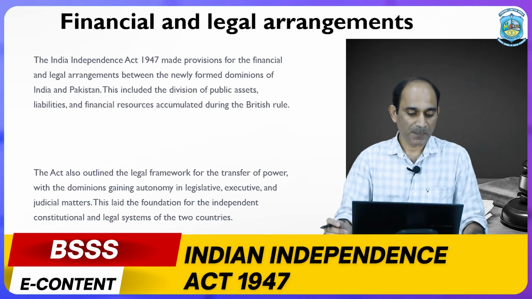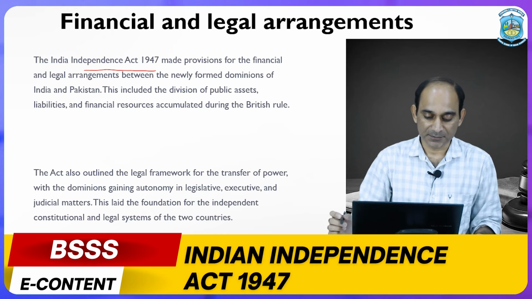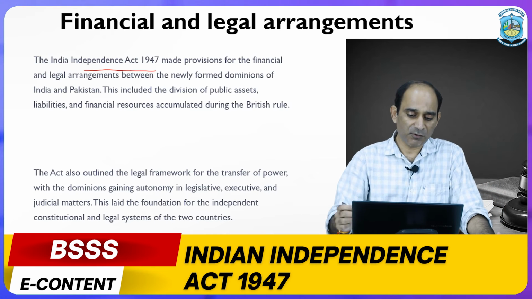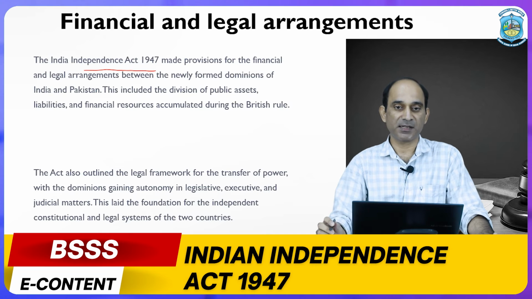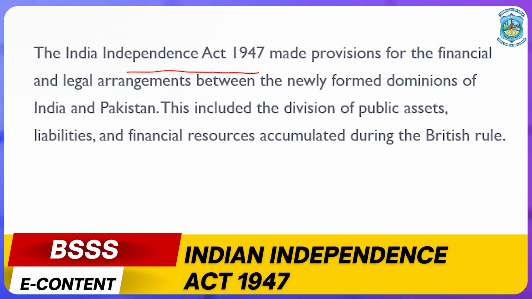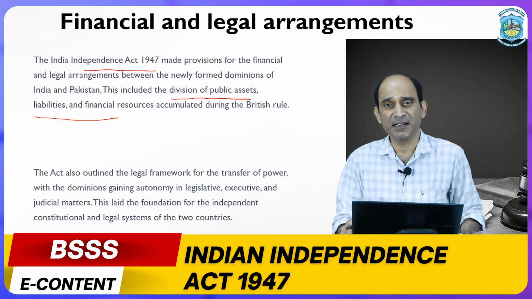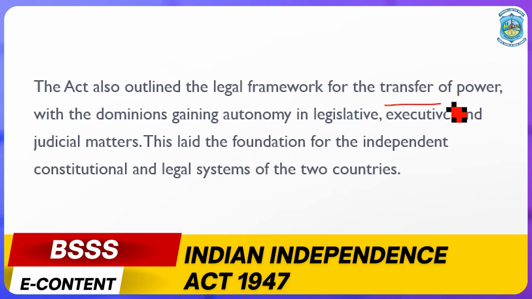What are they? The Indian Independence Act of 1947 made provisions for the financial and legal arrangements between the newly formed dominions of India and Pakistan. This included the division of public assets, liabilities, and financial resources accumulated during the British rule. It also outlined the legal framework for the transfer of power, with the dominions gaining autonomy in legislative, executive and judicial matters. This laid the foundation for the independent constitutional and legal systems of the new countries.